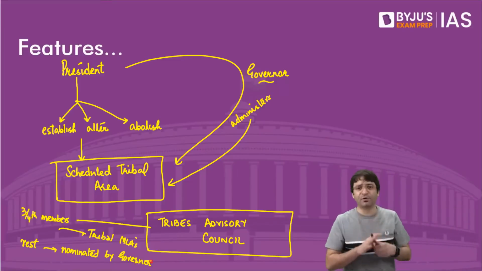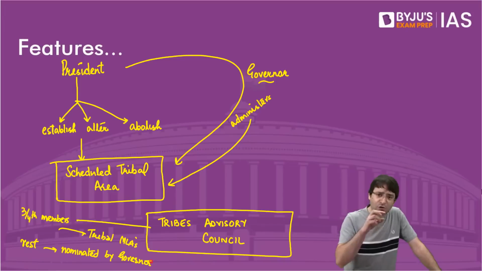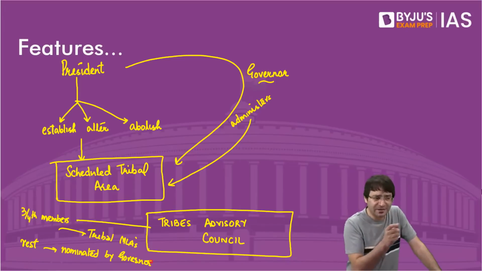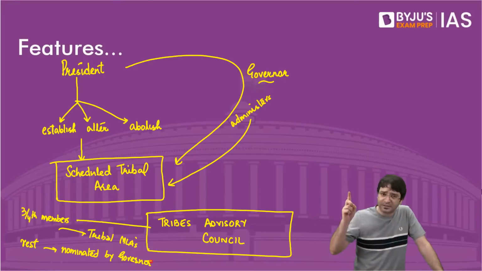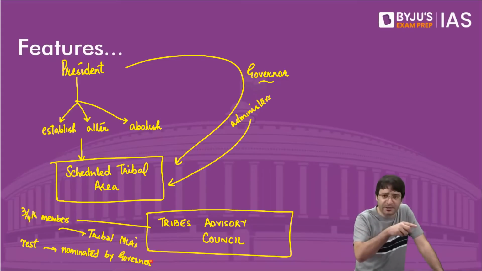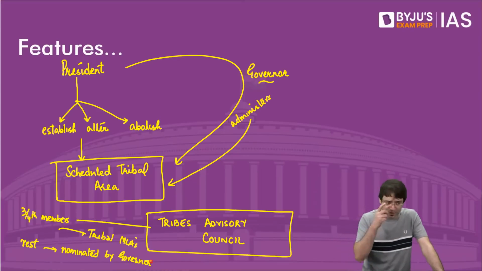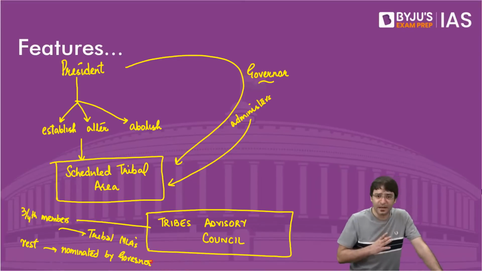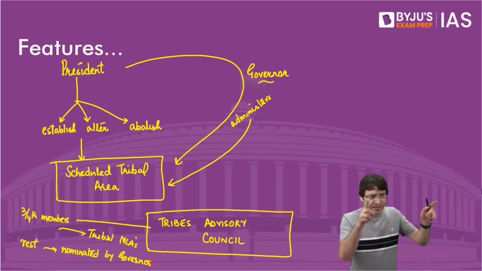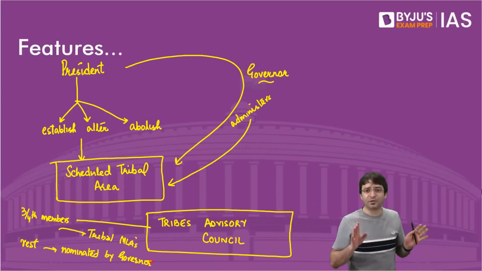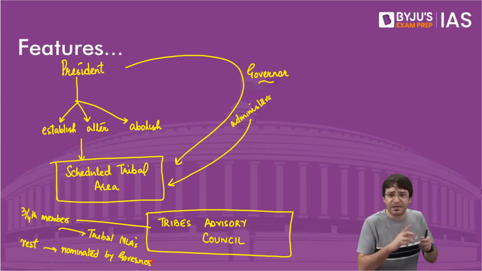Schedule 5 of the Constitution talks about the administration of a scheduled tribal area. The President can establish a tribal area, can alter a tribal area, can abolish a tribal area. And now it is the responsibility of the governor to administer this tribal area. How will the governor administer this tribal area? By setting up a Tribes Advisory Council.